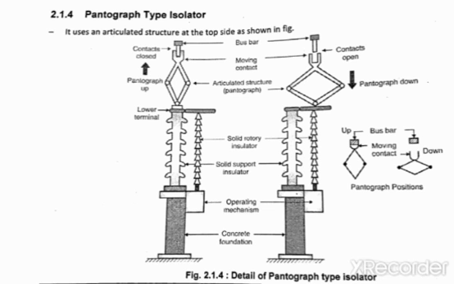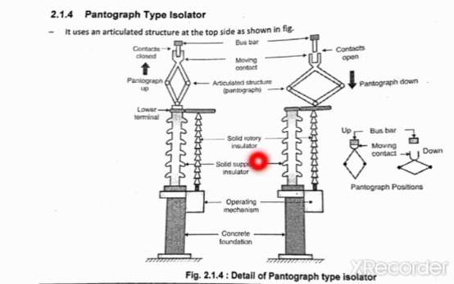The third type of isolator is the vertical pantograph type isolator. This type of isolator has a concrete foundation. Above the concrete foundation, the support insulators are placed. These are the support insulators. This is the case of the closing of the contact, and this is the case of the opening of the contact. The basic structure remains the same, as the support insulators are placed over the concrete foundation and the pantograph structure is placed over the insulators.